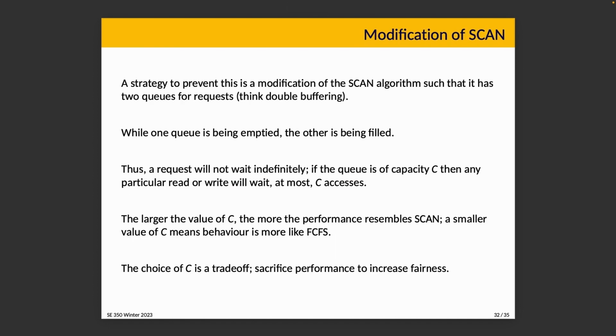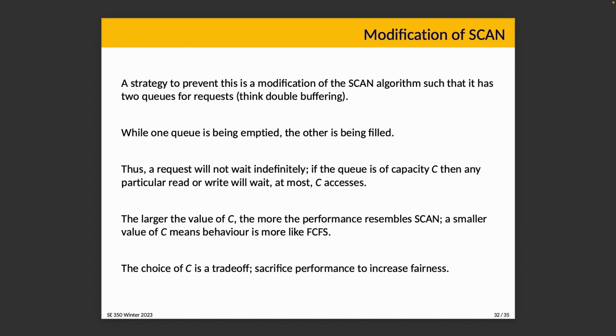And so a strategy to prevent this is a modification of the scan algorithm such that it has 2 queues for requests, which you can think of as being like double buffering, just as we talked about a little bit earlier. So while one queue is being emptied, the other is being filled. So if the queue contains, let's say, 10 requests, right, once we're working on those requests, other requests go in the new queue, and it means that a request doesn't wait indefinitely. Right? If a queue is of capacity C, then a particular read or write can wait at most C accesses before it gets its turn.